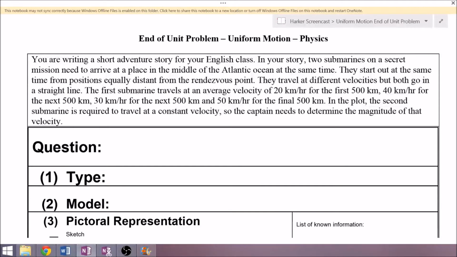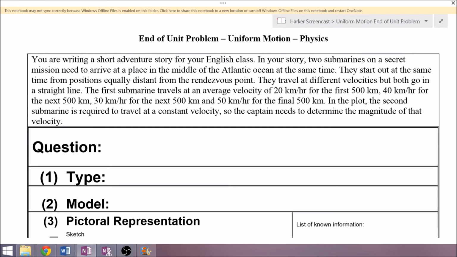This is a tutorial for the uniform motion end of unit question. Please remember that to get the most out of this, you need to pause the video and actually go through a lot of these steps yourself first. Physics isn't a spectator sport. You can't just watch me do the problem. That won't help you very much. So anyways, let's go ahead and get started.